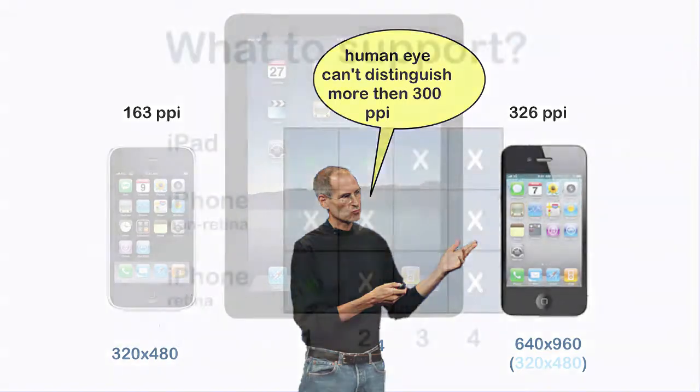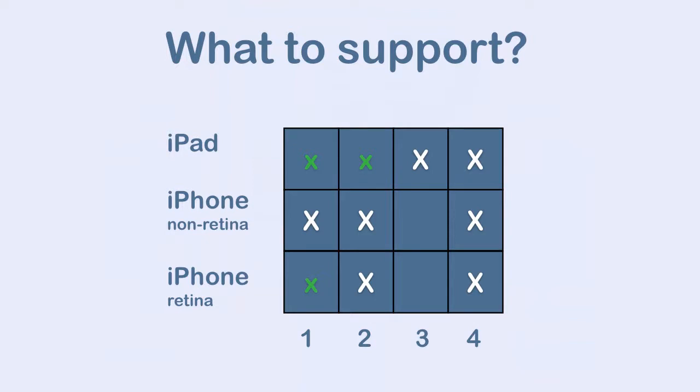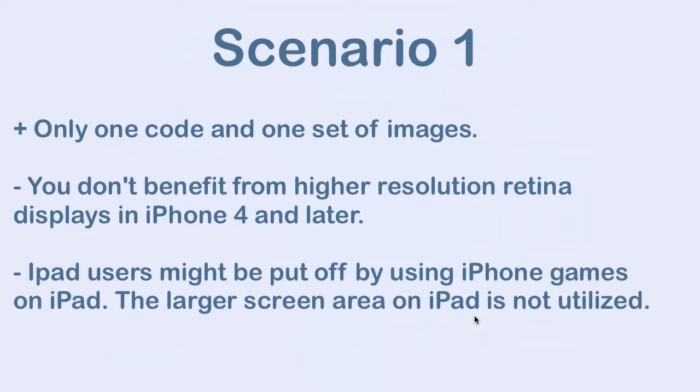When you develop your application, you must ask yourself what devices you want to support. In scenario 1, you only support non-Retina iPhones. In scenario 2, you support both non-Retina iPhones and Retina iPhones. In scenario 3, you only write your app for the iPad. That might be a good solution when your app only makes sense on the big iPad screen. In scenario 4, you support all 3 devices. Let's look at these scenarios a little more in detail.